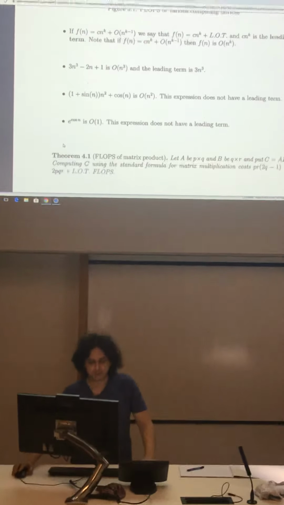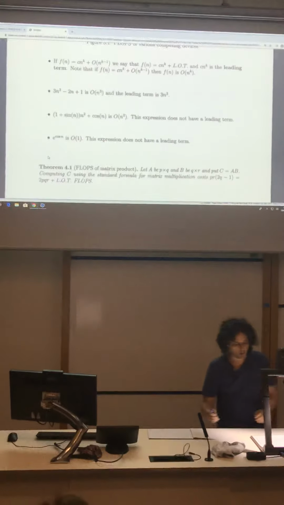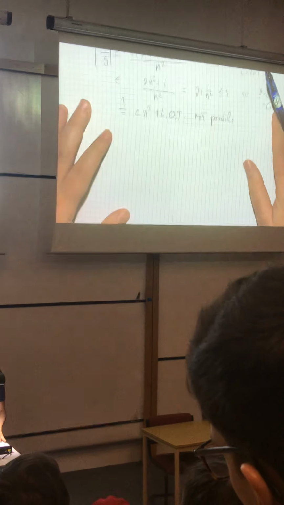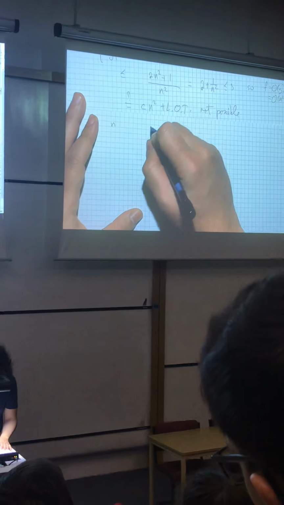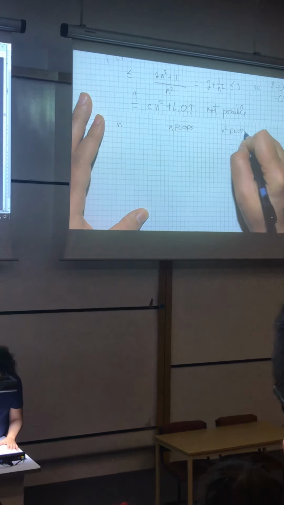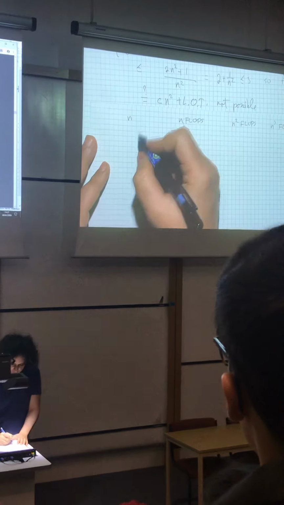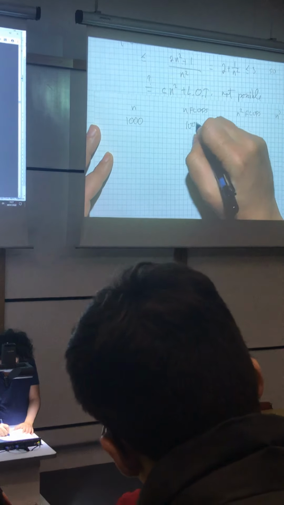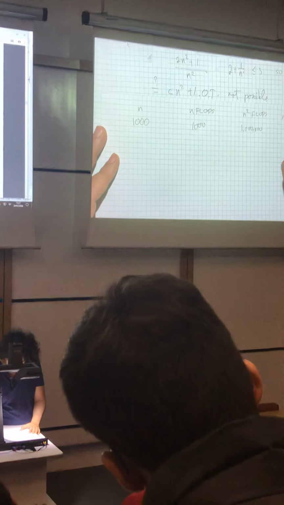And like I said, if you have an algorithm that's big O of n squared, so let's say you have n, and then let's say you have n flops, n squared flops, and n cubed flops. So let's say that we have n equal to 1,000 here. This is going to be 1,000 flops. This is going to be 1,000,000 flops. And this is going to be 1,000,000,000 flops.